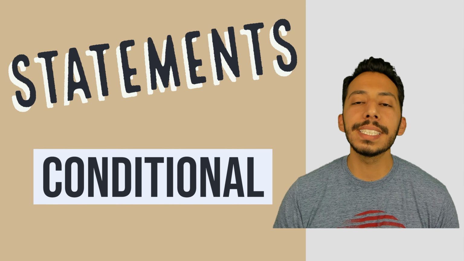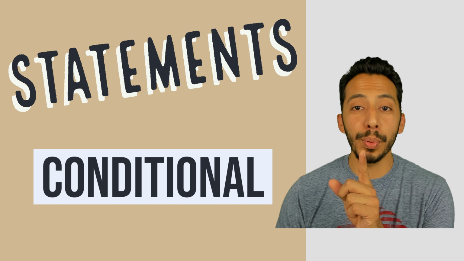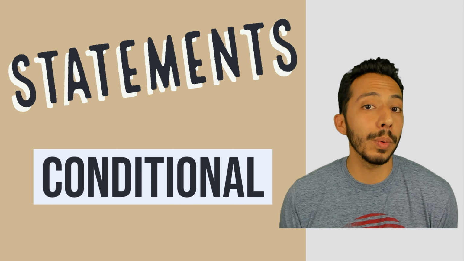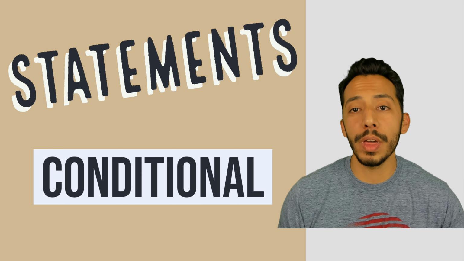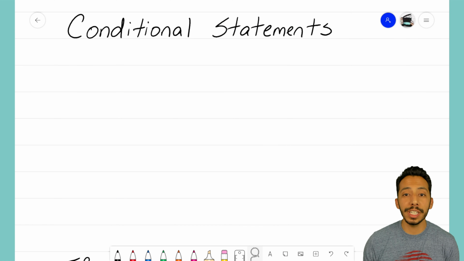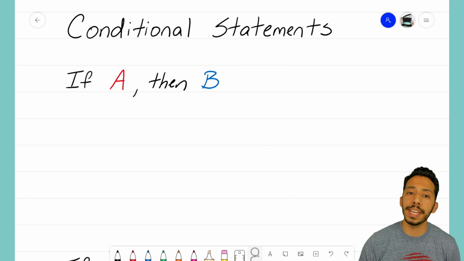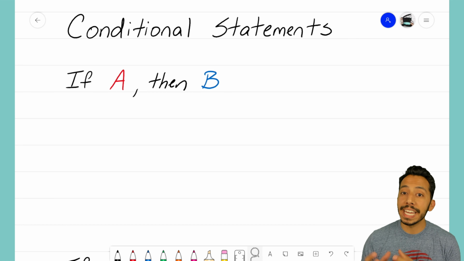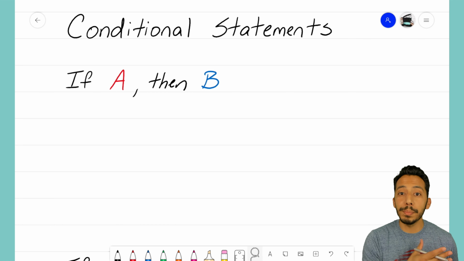In this video, we're going to take a look at statements, and more importantly, conditional statements. We'll see what they are, why we use them, and how we can show whether or not they're true or false. For this example, we're going to look at what we call an if-then statement. That's really what a conditional statement is. Notice it's if you have A, then you get B.